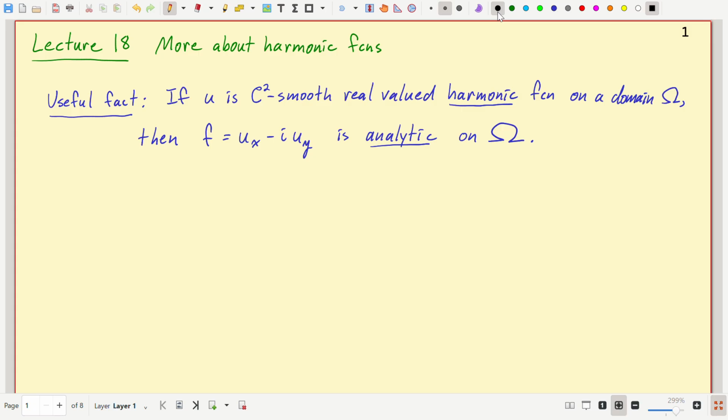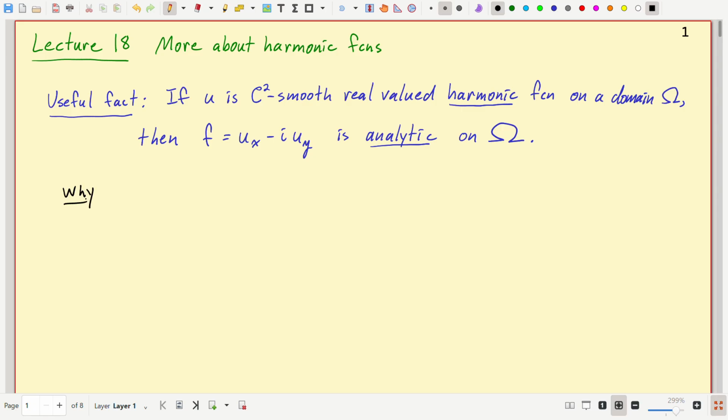To get rolling, there's a very useful fact that if you have a harmonic function, so u is a real valued C2 smooth function that satisfies Laplacian u equals 0, so it's a harmonic function on a domain omega, well, then you automatically get an analytic function out of that, given by the real part of the analytic function f is du dx, and the imaginary part is minus du dy. Then it's a pretty easy consequence of the Cauchy-Riemann equations.